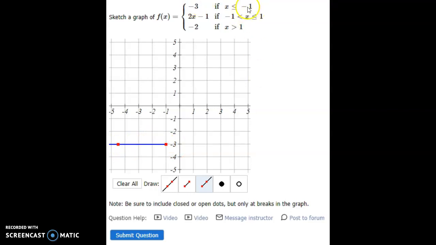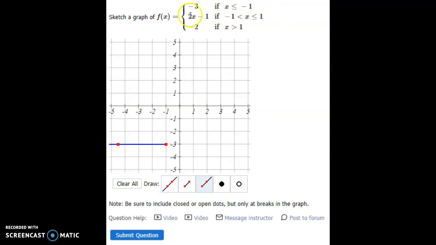Now for the second part, we're going between -1 and 1 for our domain, and we're using the formula 2x minus 1. What I'm going to do here is use the second button to connect 2 points, and to find the 2 points I want to use, I'm just going to use the beginning and the end x values to find my points.